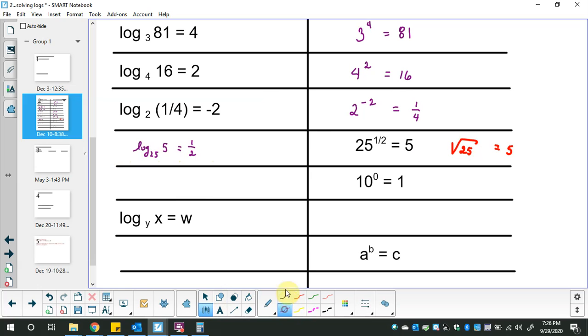Next one, log base 10 of 1 equals 0. The 10 is optional. Then, can you do it generally speaking? So can you do it without any numbers to check your work? You have to follow the pattern to make yourself an exponential equation.